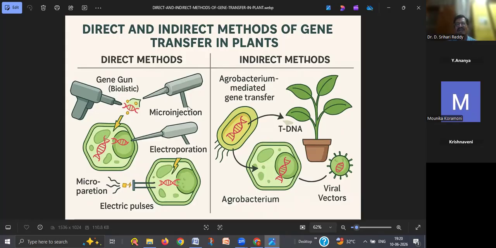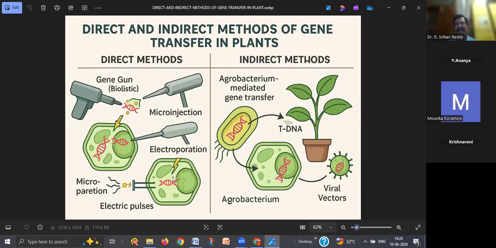And microinjection, what is this microinjection? Just like an injection, we know, we take an injection in our hands. Just like this, DNA is injected. DNA is injected into the callus or embryos of the target plant. So we can directly inject that DNA by using the microinjection method.